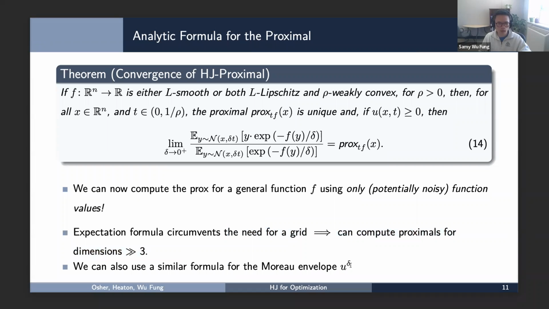Just a final comment. This was for the proximal, which is the gradient of U delta, but U delta itself, I can also compute using only one expectation. We can also approximate the Moreau envelope itself using a very similar expectation formula.